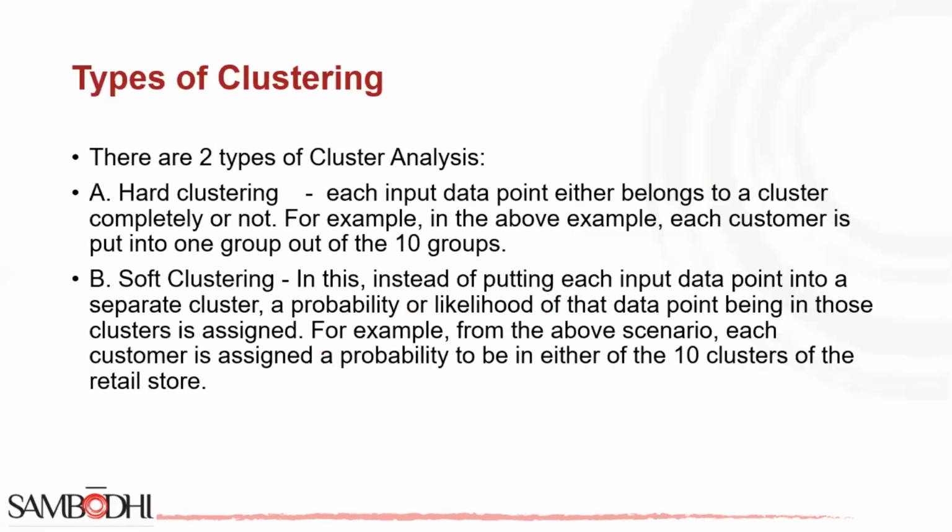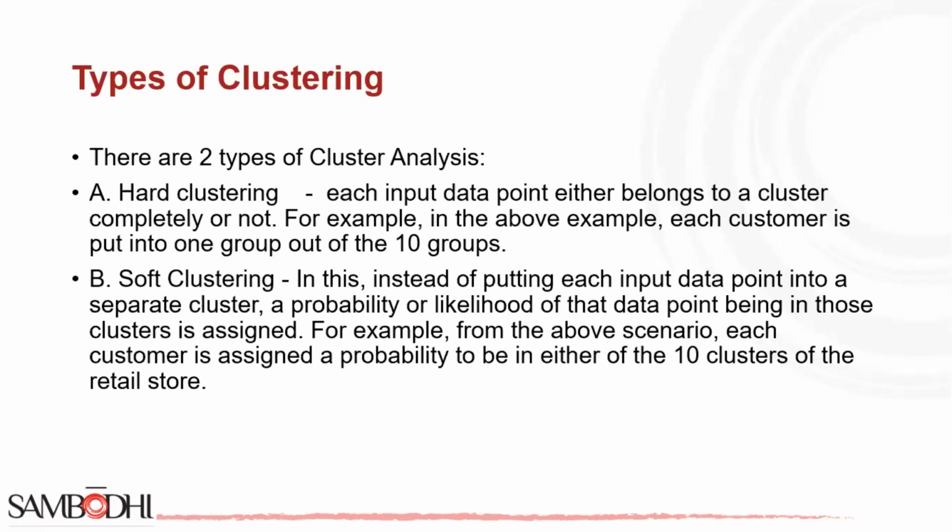There are types of clustering now. Broadly speaking, clustering can be divided into two subgroups, hard clustering and soft clustering. In hard clustering, each input data point either belongs to a cluster completely or not. For example, in the above example, each customer is put into one group out of 10 groups for Amazon.